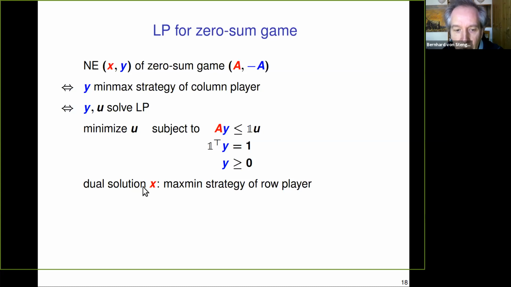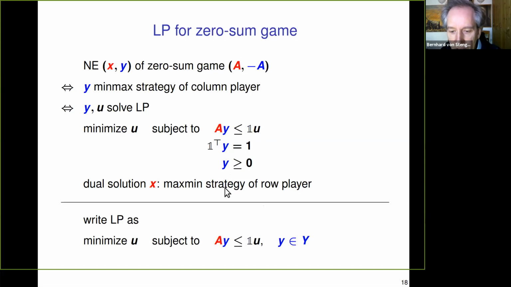And it turns out that the dual solution x, plus the corresponding payoff that corresponds to this constraint here, is actually the max-min strategy for the row player. So linear programming duality is actually a proof of the min-max theorem from von Neumann. Okay, so this is well known.